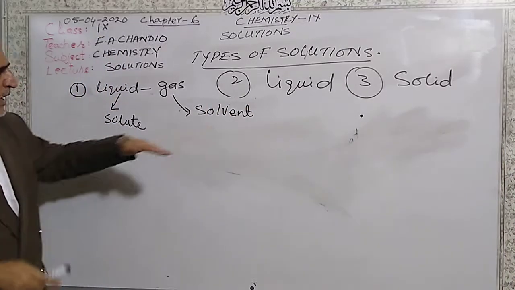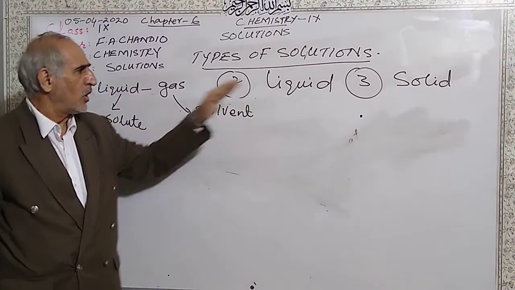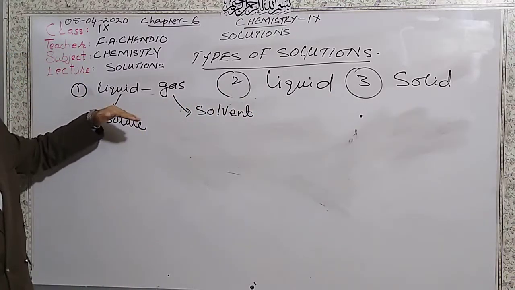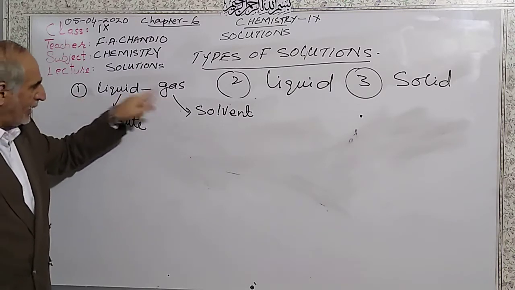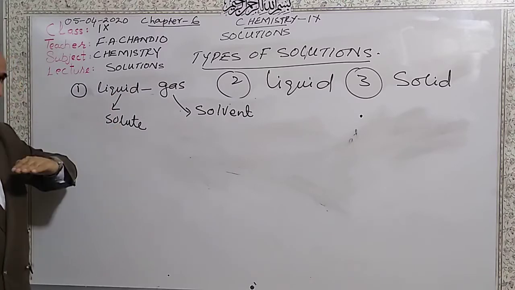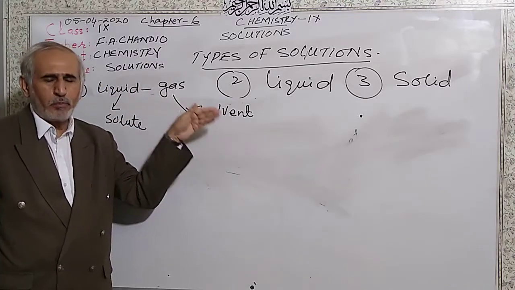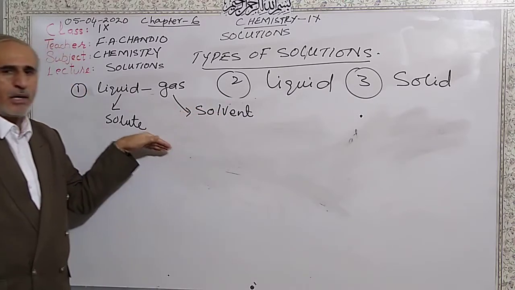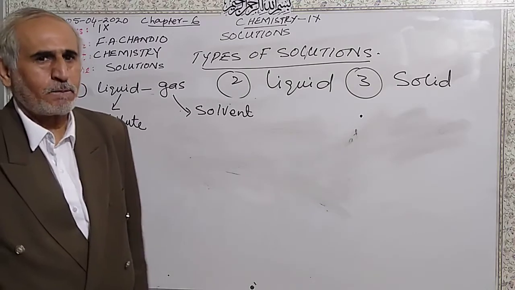Again, I am telling you, I started the solutions of liquids. For the solution of liquids, number 1 is a liquid in gas. Liquid acts as a solute, smaller quantity, and gas is a solvent, major quantity, to make a solution. Examples: liquid in gas.